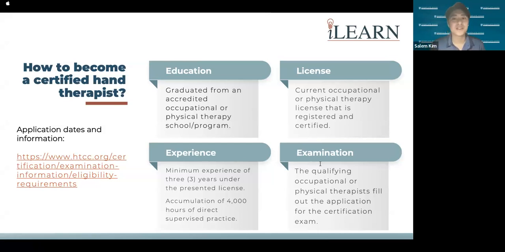So as soon as you pass your board exam, maybe you can already start working at a hand therapy clinic and start accumulating those 4,000 hours while you're gaining your experience as an OT as well.